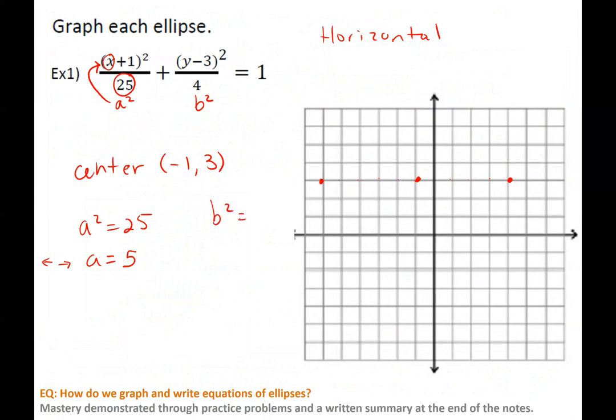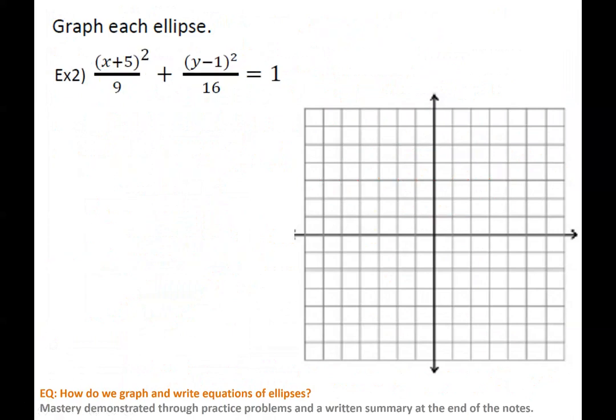Then I do the same kind of thing with B. So B squared equals 4, so B then would equal 2. Since B is the non-dominant direction, this one is going to be up and down. So I would go up 2 and down 2, and then I have all my points and I connect the dots. Nice smooth curves. There we go.